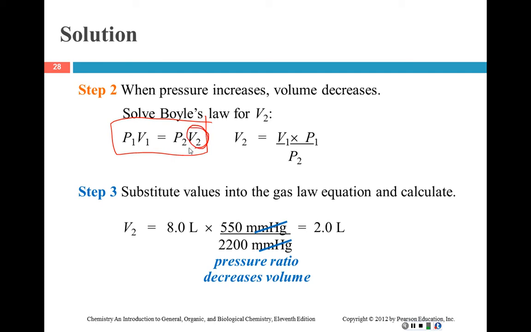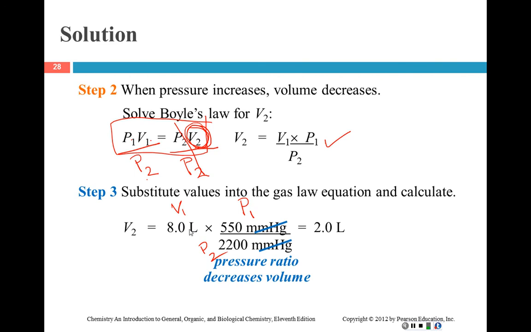Okay? Now, this is basic algebra, but in order to get rid of, if you want V2 by itself, what do you have to do to both sides? You divide by P2. Okay, and then you got P2 over P2, which cancels it out, and that leaves you with V2 is equal to P1 times V1 divided by P2, which is what they have right here. Then you just go back to your inventory and you say, okay, V1 was 8 liters times P1 was 550 millimeters of mercury divided by 2200, which is P2.